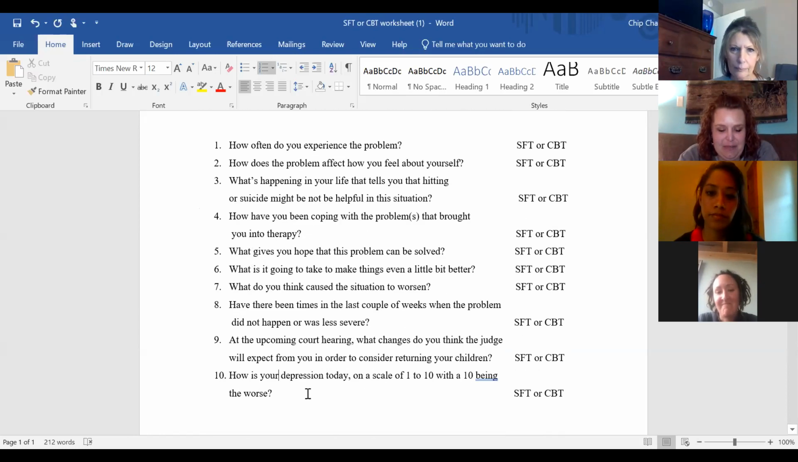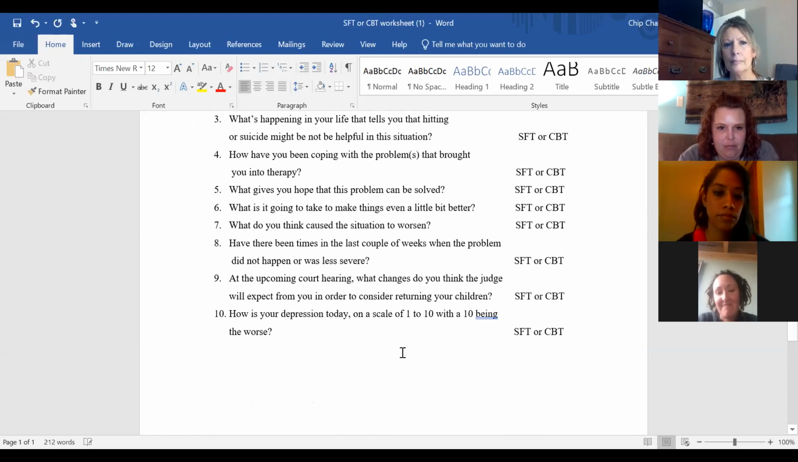SFT would say, how is your depression today if 1 being your depression is severe to 10 being not severe? You would say, for example, a 6. I would say, well, tell me what a 9 would look like. Because the goal in SFT is what we call scaling the question. And so what we did there is we scaled you and made you think about how we're going to improve your situation or what it looks like versus how can we fix the problem.